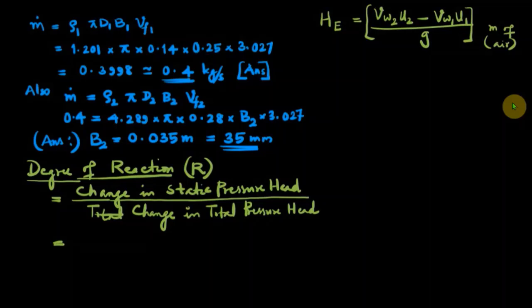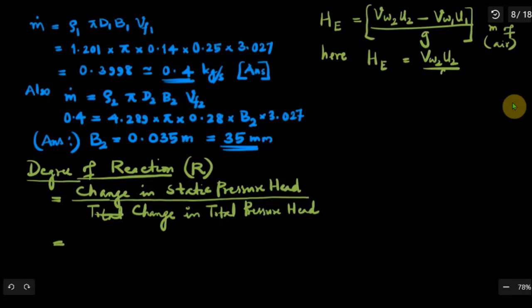For rotodynamic machines in particular, we can use Euler head impressed is equal to this if it is a power absorbing device. If it is a power producing device like a turbine, then the condition should be reversed, inlet and outlet condition. That is, HE will be VW1U1 minus VW2U2 divided by G. But in our current case here, what is Euler head? Here HE is equal to VW2U2 divided by G, you can write.